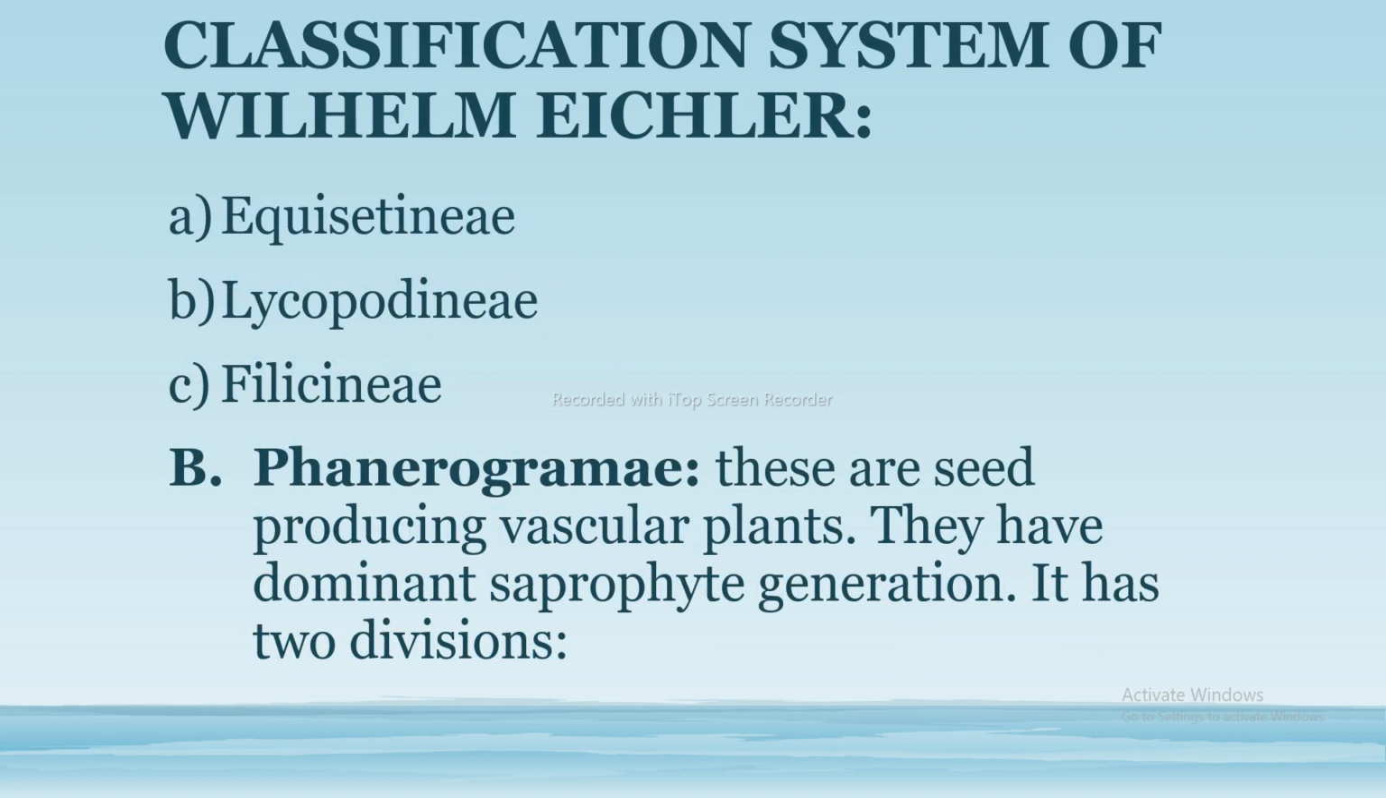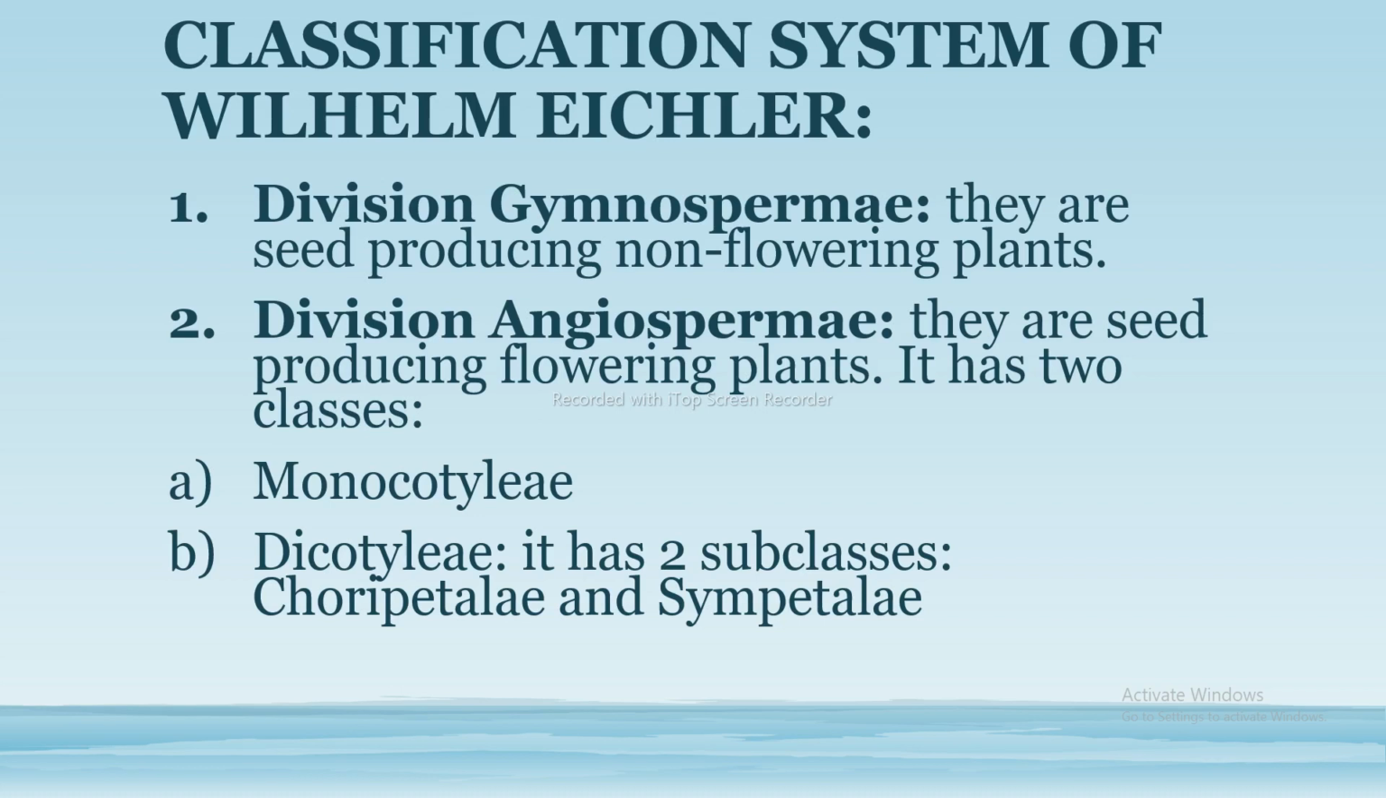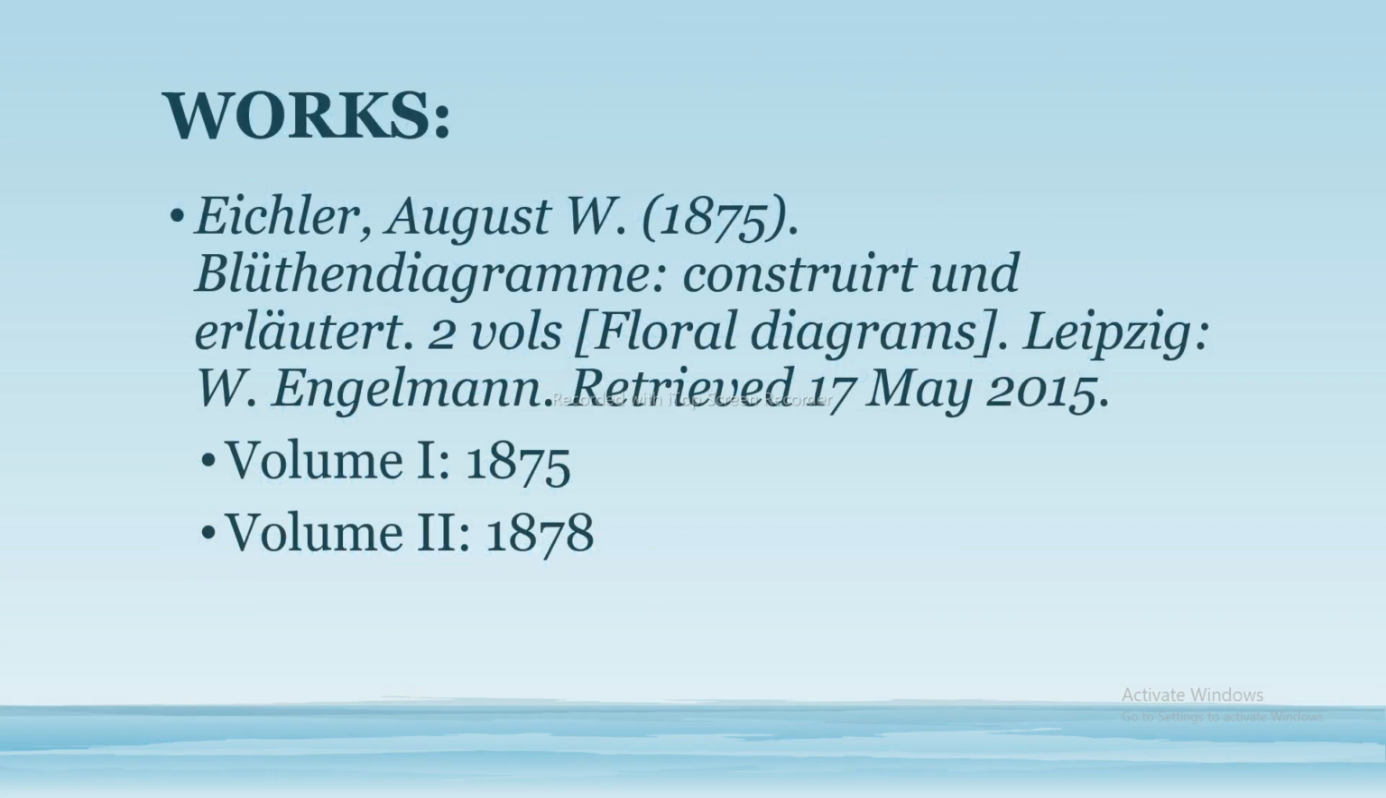Second is Phanerogamy. These are the seed-producing vascular plants and they have dominant sporophytic generation. It has two divisions. So the first division is Gymnospermae. These are seed-producing non-flowering plants. Second division is Angiospermae. They are seed-producing flowering plants and it has two classes. First is Monocotyledon and second is Dicotyledon. Dicotyledon has two further subclasses. First is Choripetalae and second is Sympetalae.